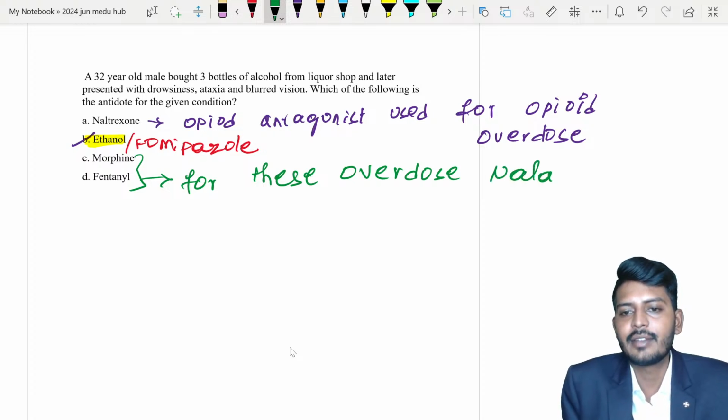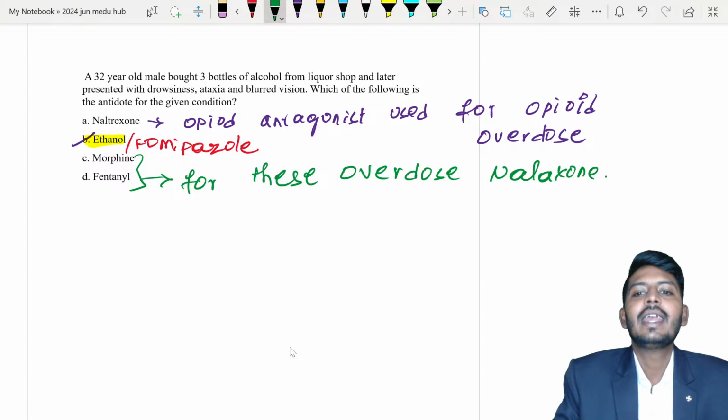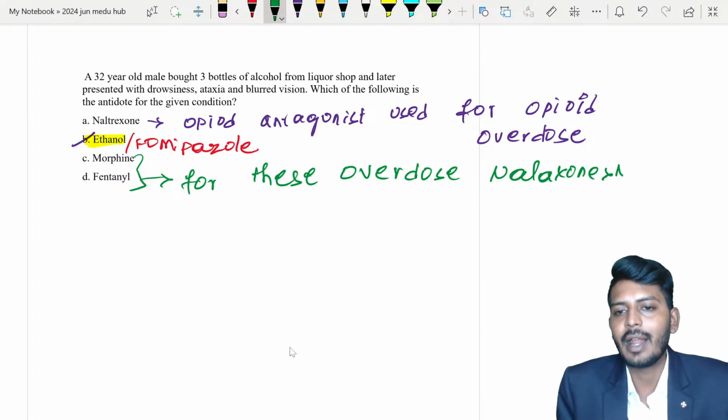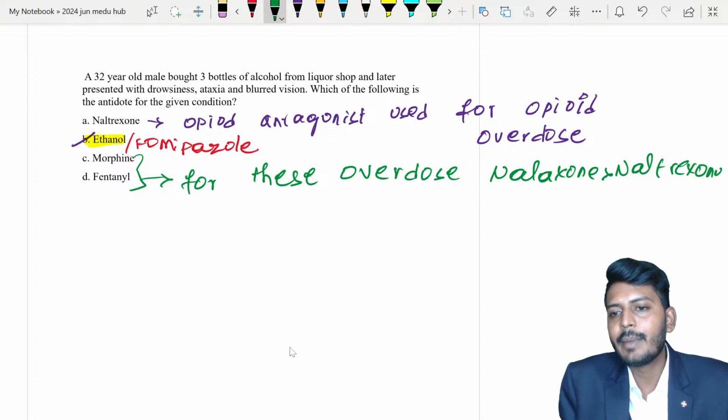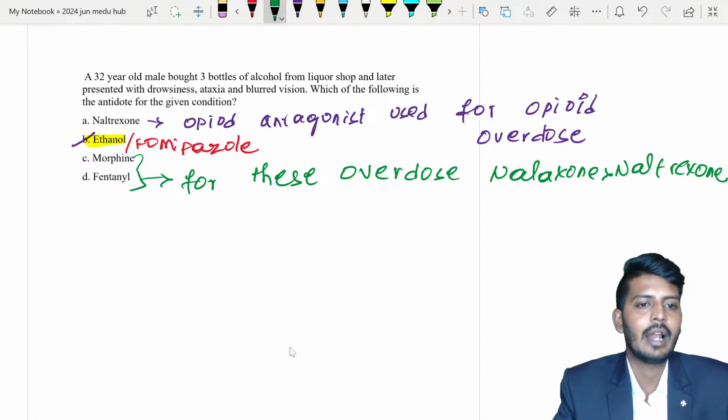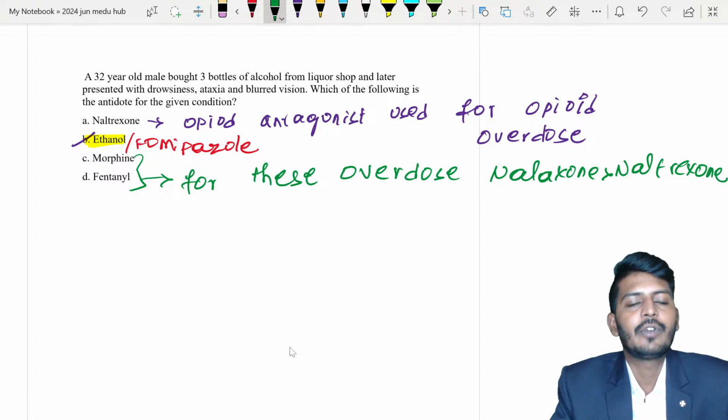Naloxone is the best answer. If naloxone is not there, you can go for naltrexone. Okay, don't make a mistake on this. Naloxone and naltrexone. Okay, so what is the antidote for the ethanol overdose?